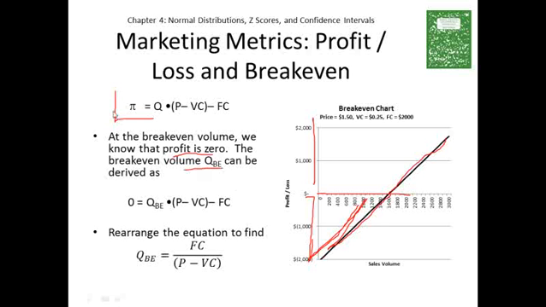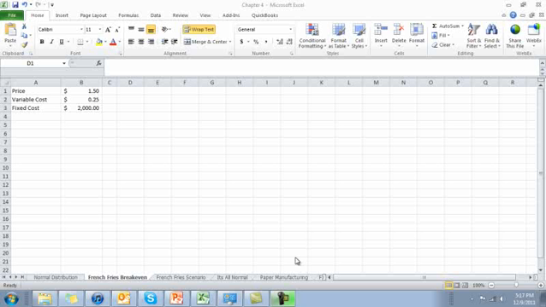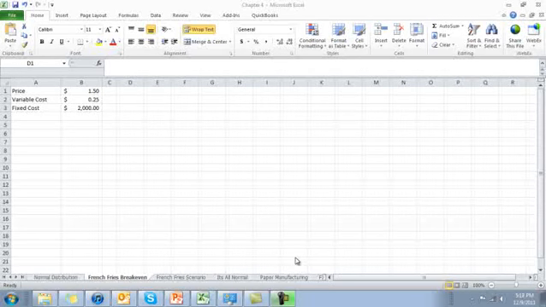Taking our profit equation of the firm, simply make profit equal 0. Solve for the Q, simple algebra. You get the break-even volume at the fixed cost over price less variable cost. We're going to play with that. So for instance, suppose the price of some product is $1.50. The variable cost is 25 cents, and my fixed cost is $2,000.